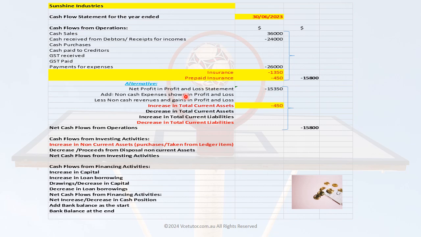Net profit is taken from the profit and loss. And to the net profit, you add non-cash expenses found in the profit and loss. Non-cash expenses in profit and loss can be depreciation, write-off of borrowing cost, any discount, bad debts.